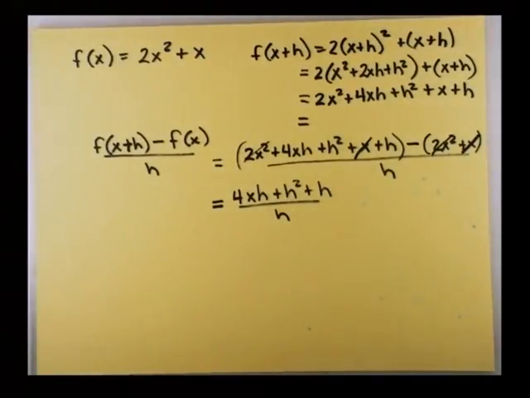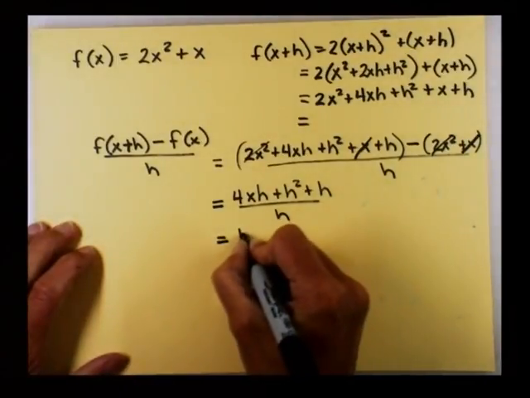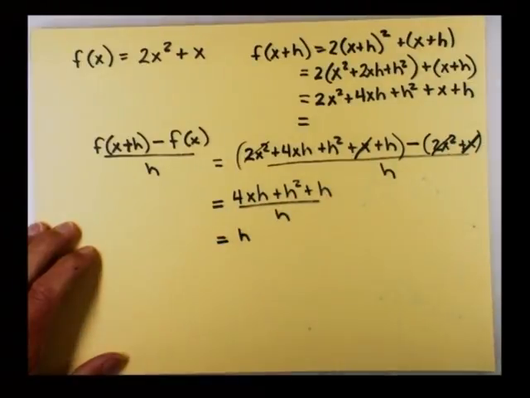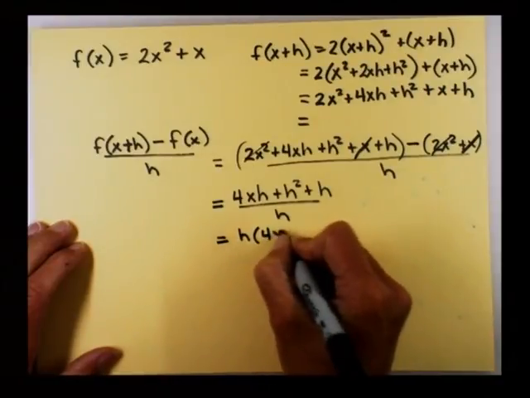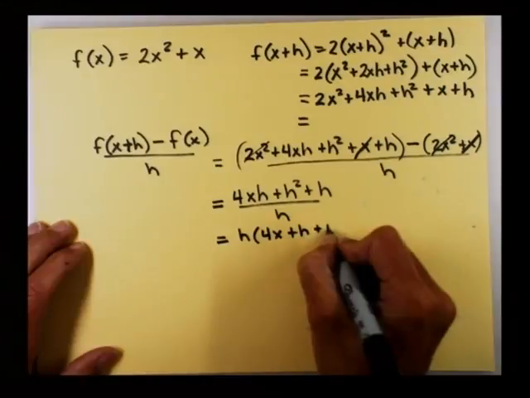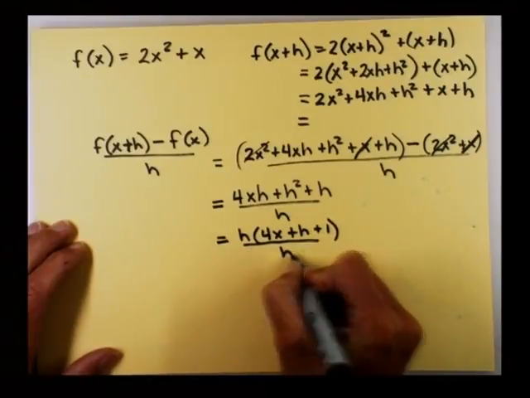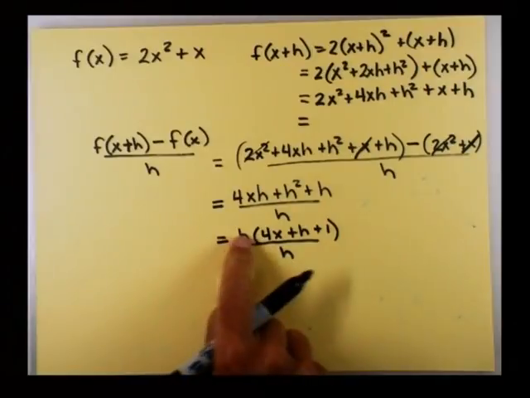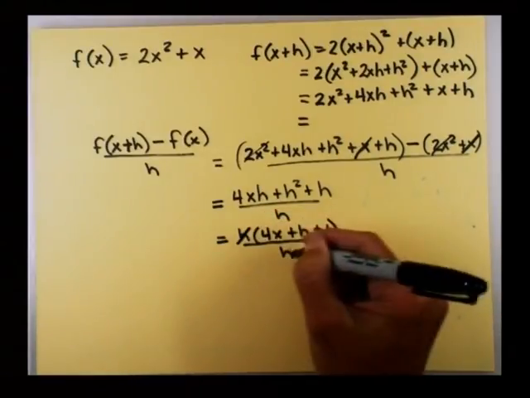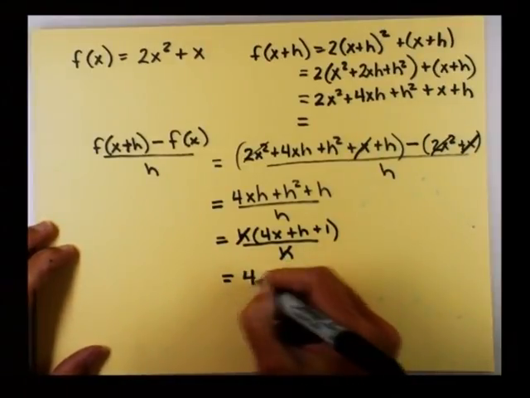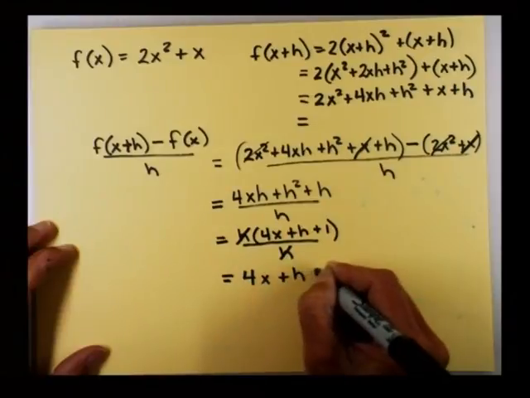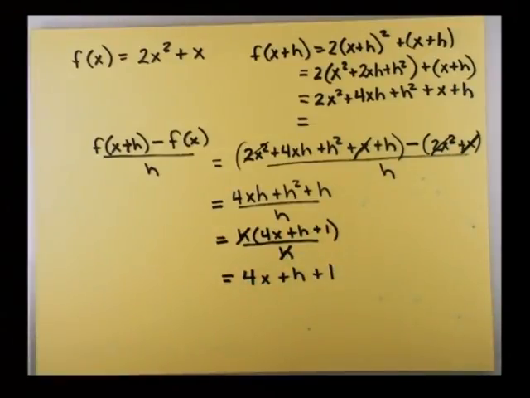In order to do our canceling, I'm going to factor out an h. You got to take an h out of every little piece that goes across there. Now that he's multiplied times that stuff, I can cancel. Okay? So my difference quotient looks like this.